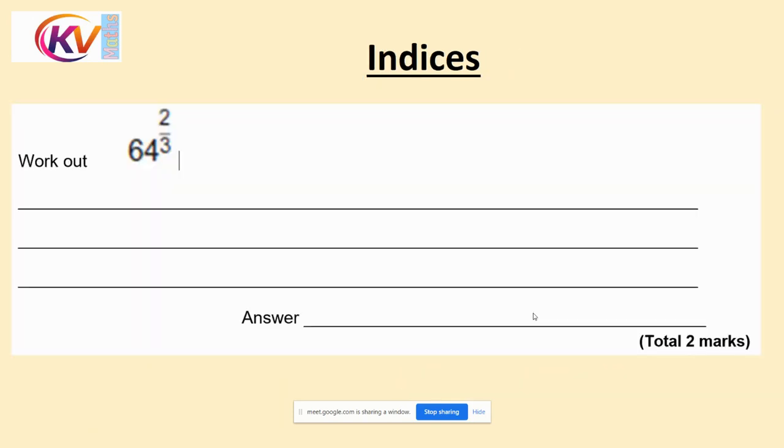Okay. So the first question that we've got is 64 to the power of 2/3. I'll just give you a minute to have a quick look at this one, and then I'll go through it with you.